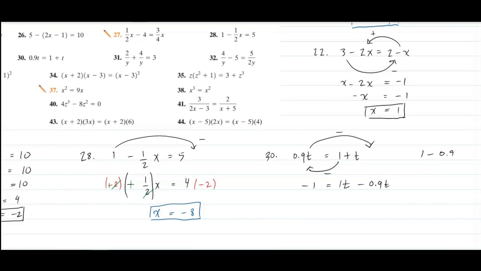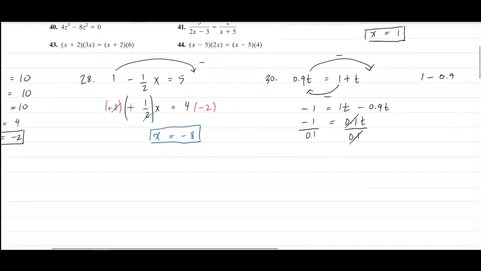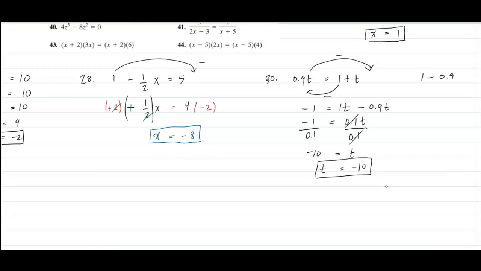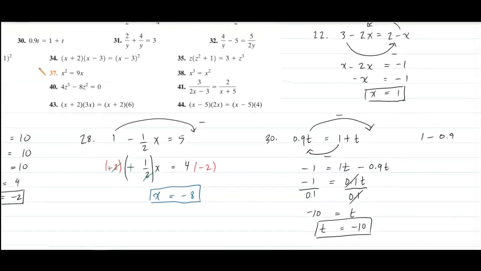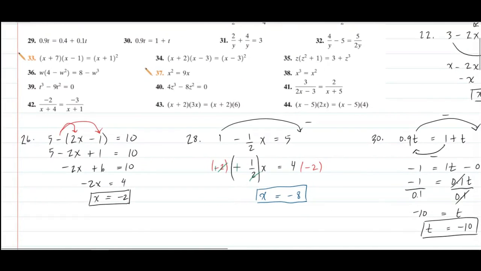What's 1 take away 0.9? If you had $1 and you took away 90 cents, what is that going to give you? So you end up with 0.1t. And now I'll go ahead and detail this step for you. So now to solve for t, you would divide on both sides by 0.1. So you end up with negative 1 divided by 0.1, which is negative 10, is equal to t. And again, a better habit is to write the variable on the left side and the number that's the answer on the right side.